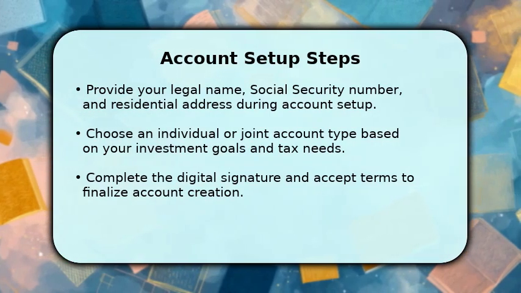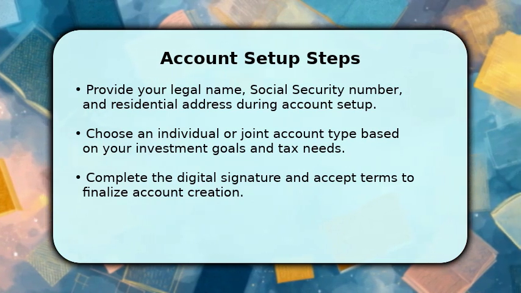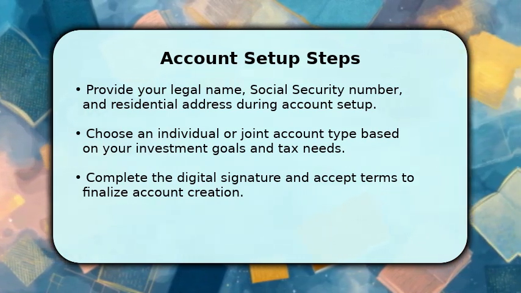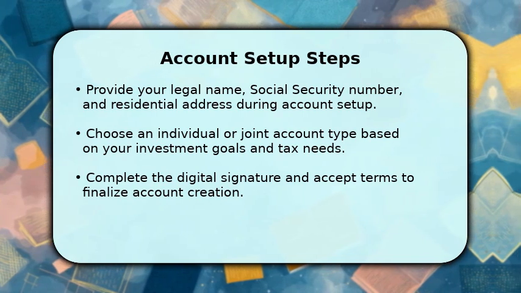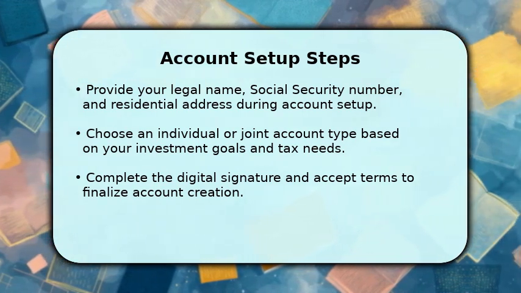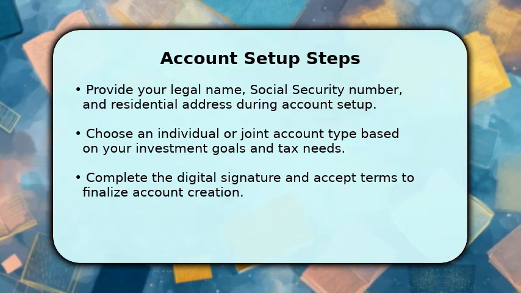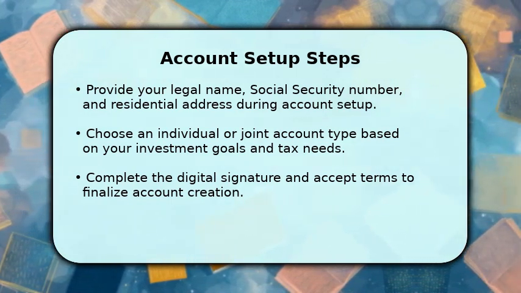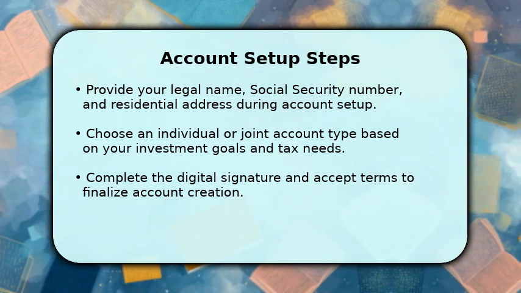Start by entering your legal name, social security number, and address to set up your Webull account. Carefully choose individual or joint account type, depending on tax considerations and investment plans. Complete the electronic signature and agree to disclosures to finalize registration.